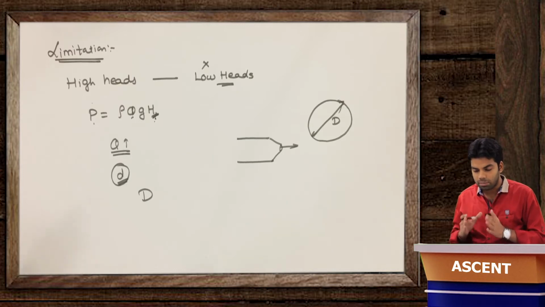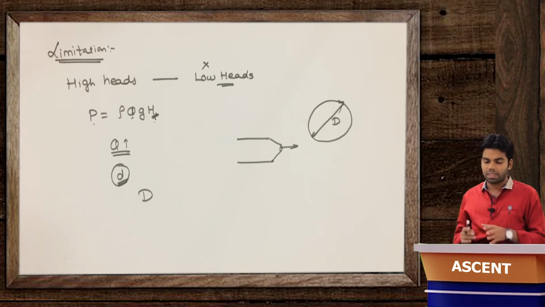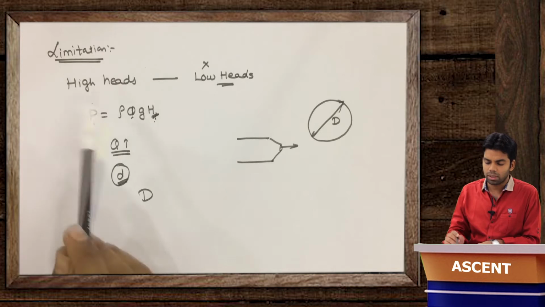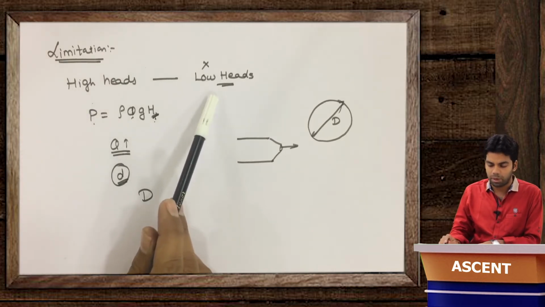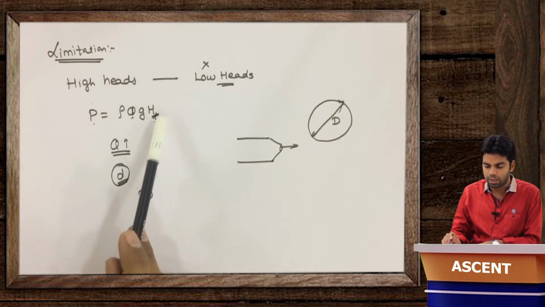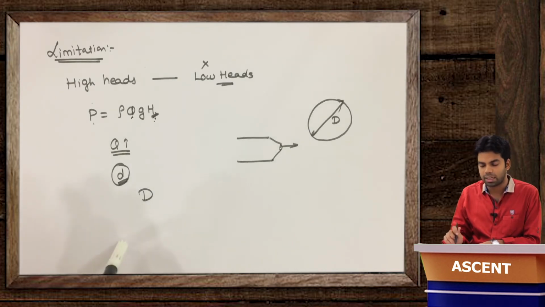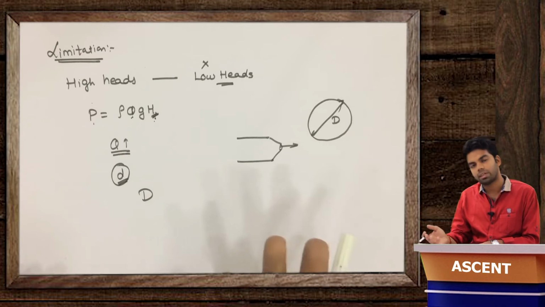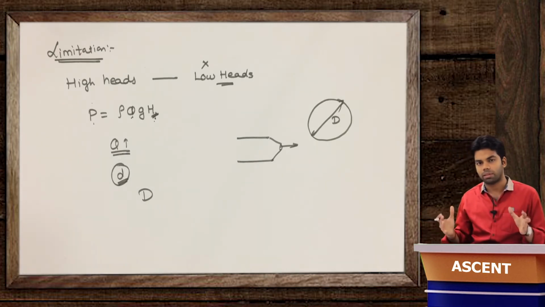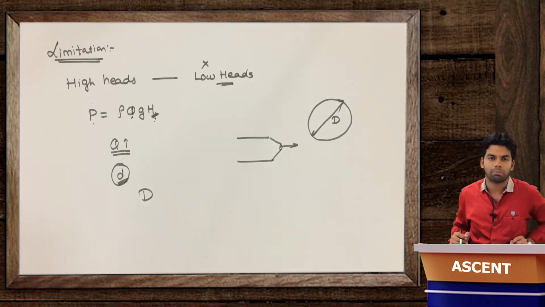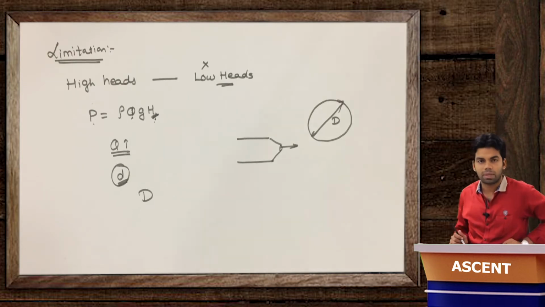So the main limitation of this Pelton-Wheel turbine is that it works only under high heads and not under low heads. The reason I told you: for low heads the Q has to be high, for which the jet diameter has to be high, and the runner diameter will be high, and the model will be very bulky, which is not suitable for developing power. So this is the limitation for this Pelton-Wheel turbine.